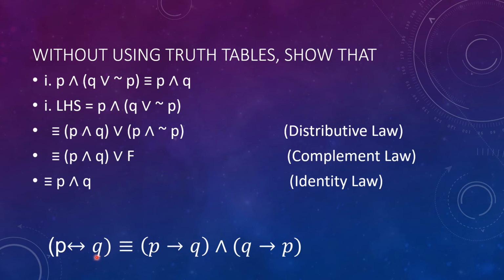Okay, one more law you should remember. P double implies Q is nothing but P implies Q and Q implies P. This is also one more law. P double implies Q is logically equivalent to P implies Q and Q implies P. See, here mentioning the law's name is very, very important. Otherwise, you will not get marks.